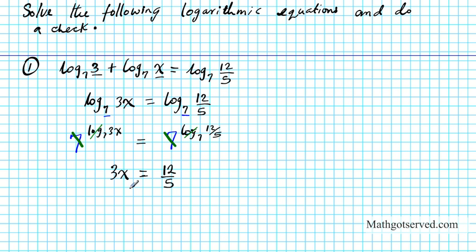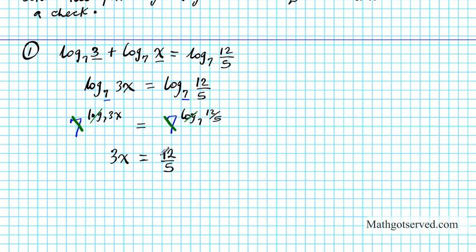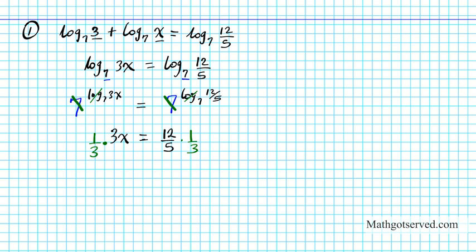To isolate x, I could divide both sides by 3, but I'll run into some complications here. A more elegant approach would be to multiply by the reciprocal of 3, which is 1/3. So multiply both sides by 1/3. On the left side, we're going to have x. On the right, 3 divided by 3 is 1, and 12 divided by 3 is 4, so x equals 4 over 5. So there goes your answer.